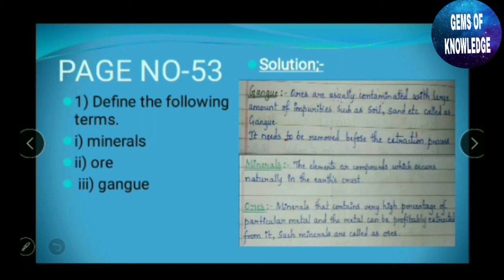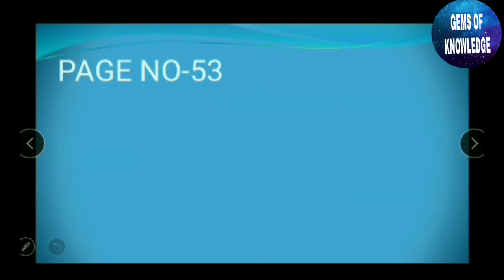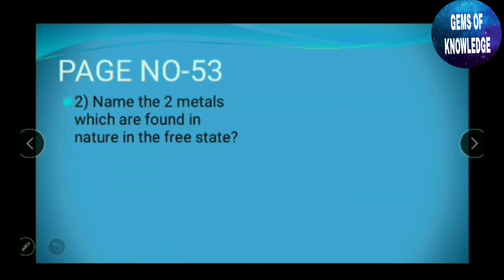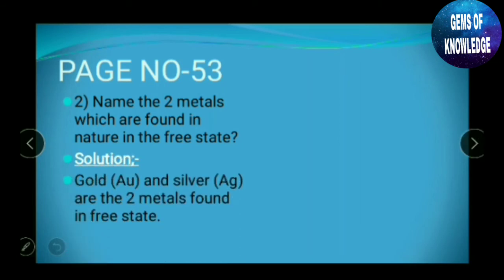Let's move on to the second question. Name the two metals which are found in nature in the free state. The solution here is gold, which can be written as Au, as well as silver, Ag. These are the two metals which are found in the free state in nature.